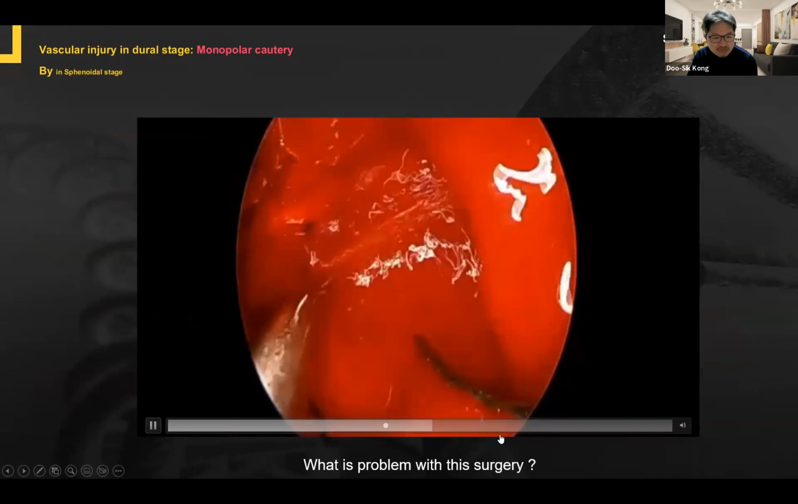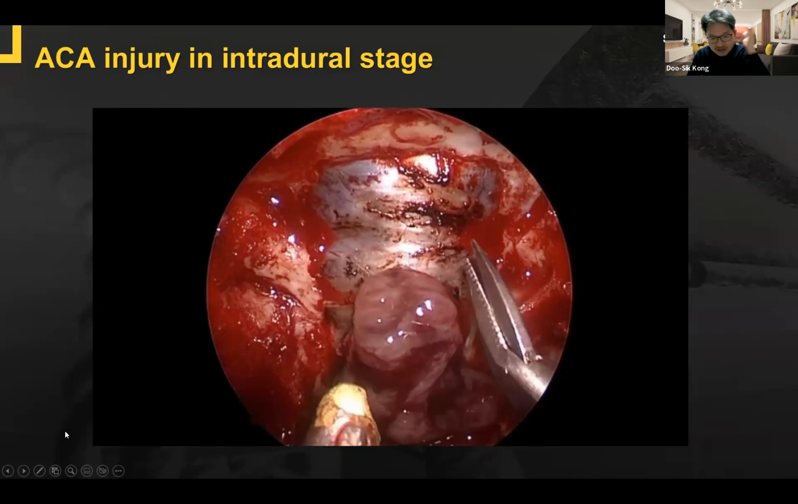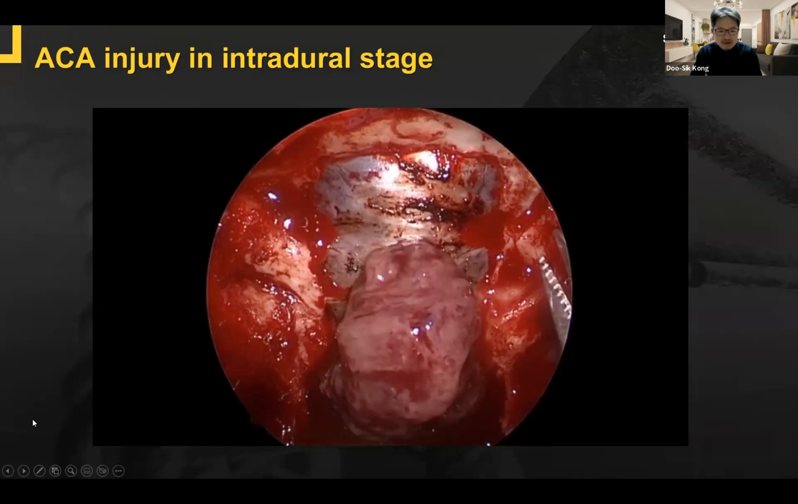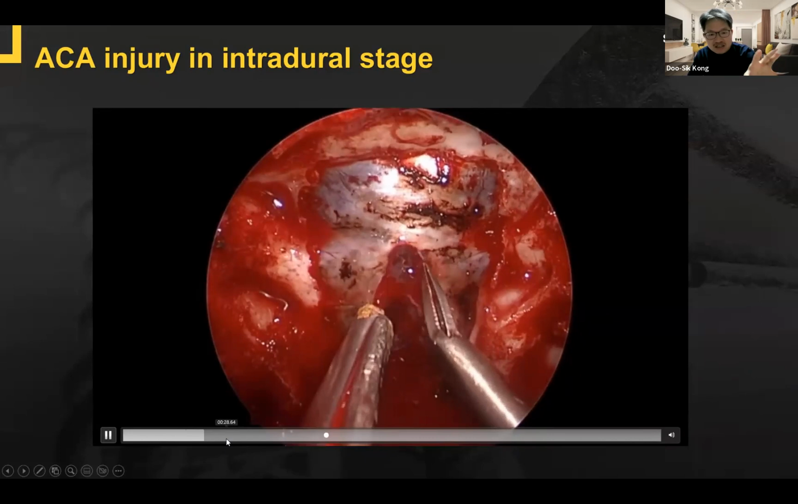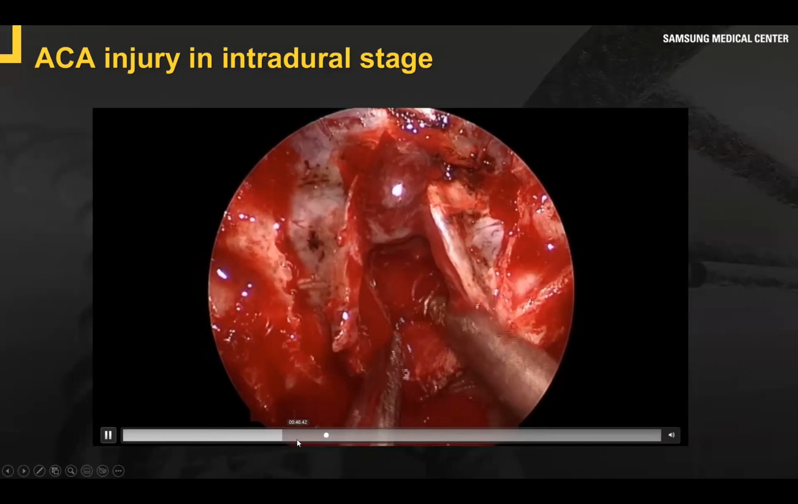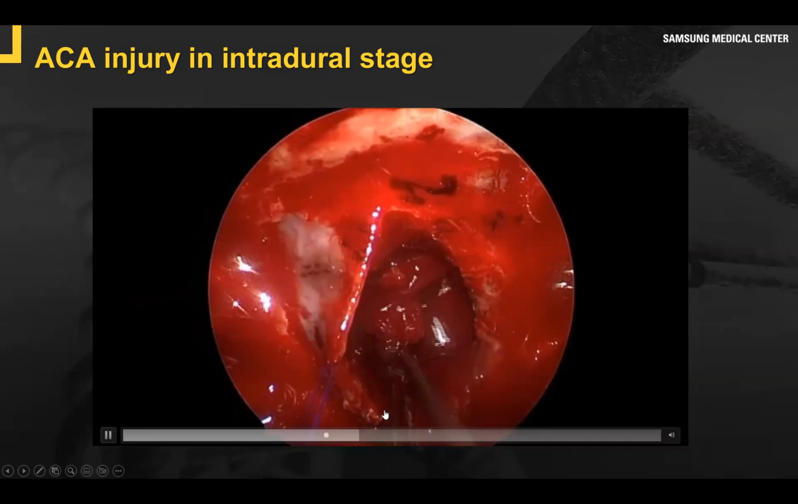Another type is ACA injury during tumor removal. I just opened the dura, and I found that the tumor had sunken down because of the gravity of the tumor with the CSF efflux. I just observed, but the tumor was sunken down. This case was a giant pituitary adenoma. I found some apoplectic tumor tissue, and I traced the bleeding focus. Then finally, I found there was some injury of the ACA.